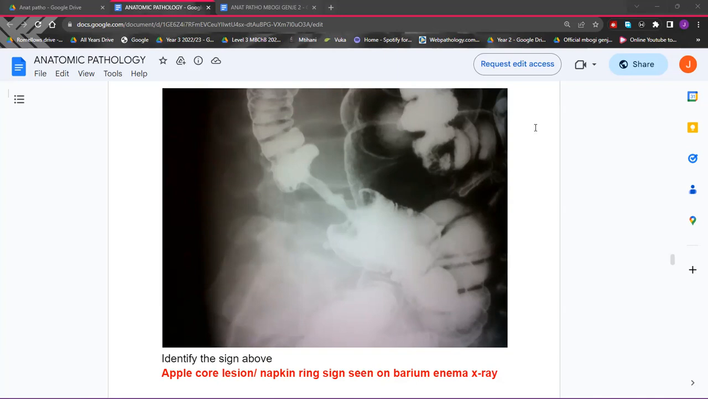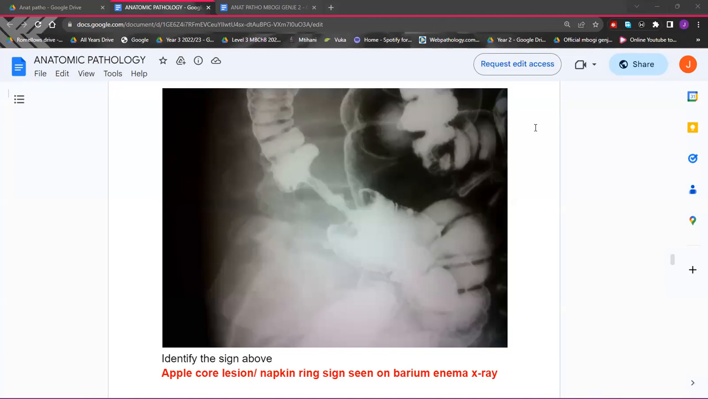Now, what are some of the risk factors associated with the apple core lesion? They include adenomatous or serrated polyp, inflammatory bowel disease, tobacco use, low fiber diet, and obesity. In terms of where they appear commonest, they are most common at the rectosigmoid area. Then you go to the ascending and then the descending colon.